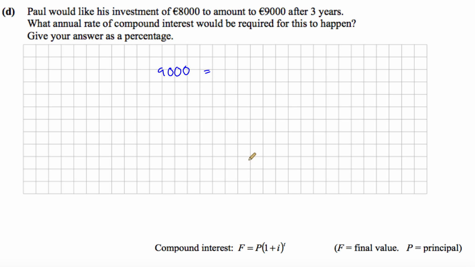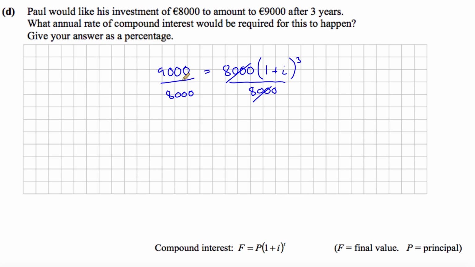that's F, will be equal to the principal, which is €8,000, times 1 plus i, where i is the interest rate that we're looking for, to the power of t, and t is the number of years, so 3 years. We're trying to find the interest rate, the annual rate of compound interest for this to happen. Okay, so the first thing we could do is divide both sides by 8 grand, because we want to isolate i ultimately. So we divide both sides by 8 grand.